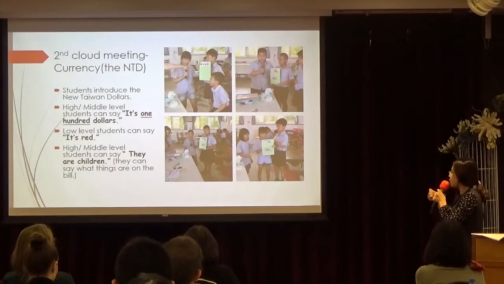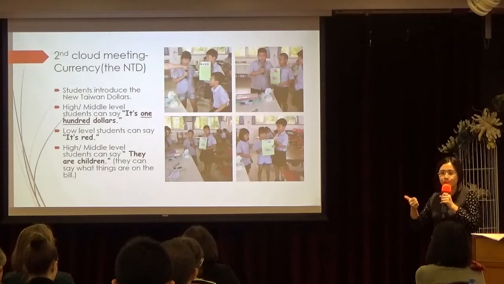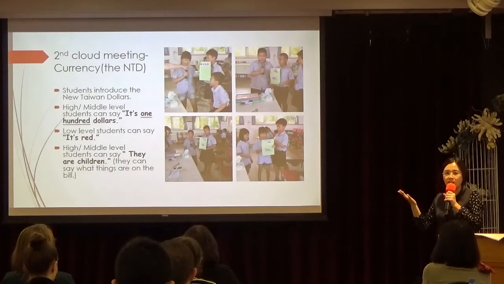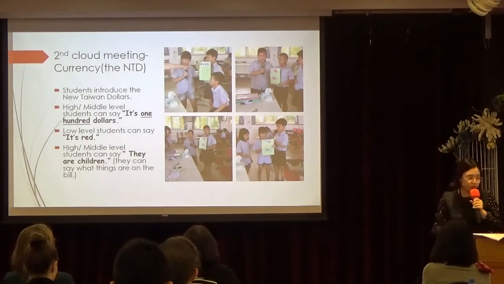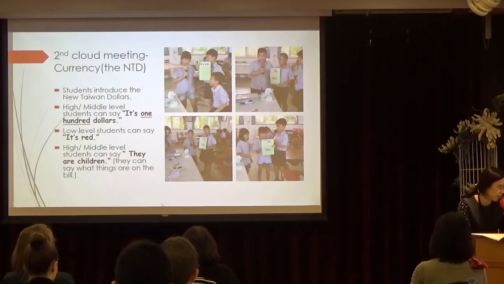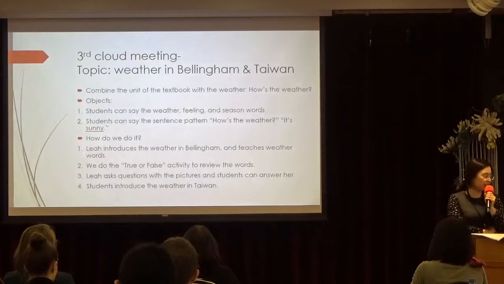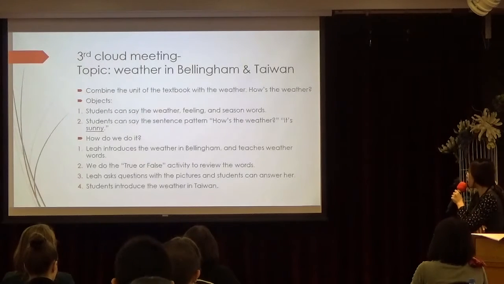Lower-level students may just talk about its rate. It's very easy, its rate. And high-level students will say their children are $1,000, or something like this. So they can do it like this. Okay. And the third club meeting is about the weather in Bellingham and Taiwan.